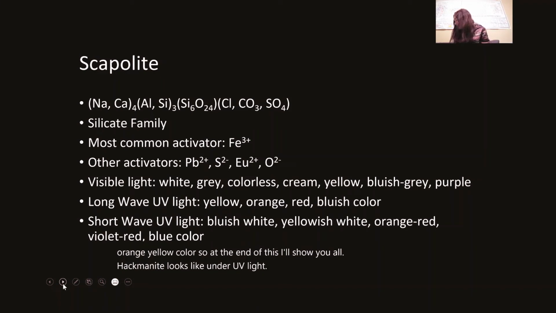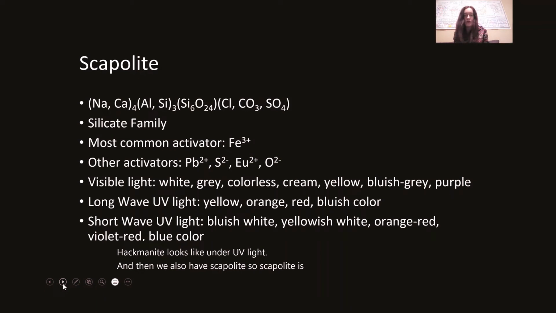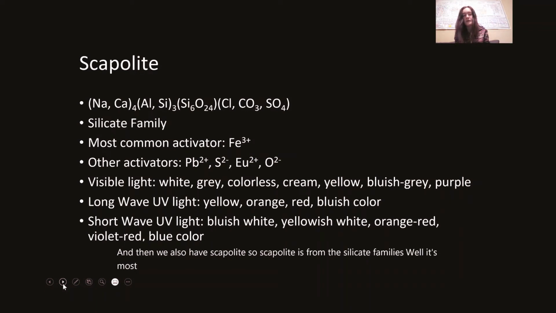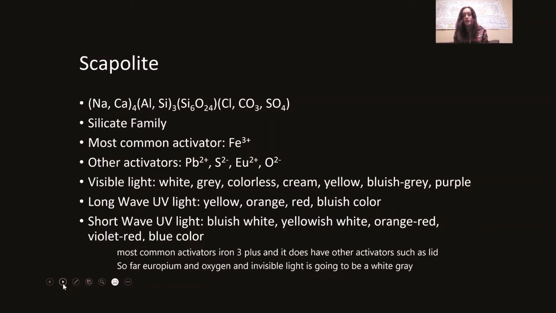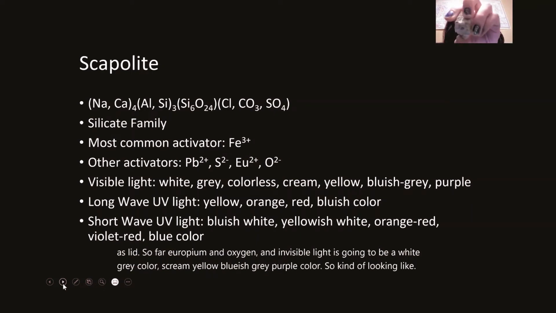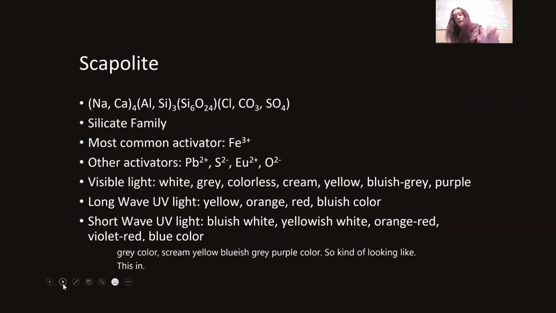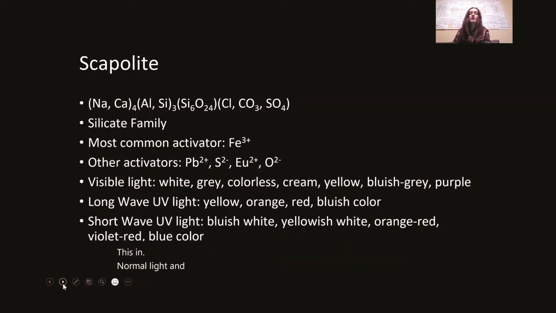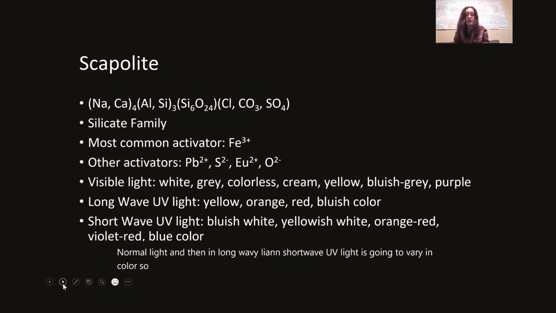And then we also have scapolite. Scapolite is from the silicate family as well. Its most common activator is iron 3+, and it does have other activators such as lead, sulfide, europium, and oxygen. In visible light it is going to be a white, gray, colorless, cream, yellow, bluish gray, purple color. So kind of looking like this in normal light. And then in longwave UV light and shortwave UV light, it's going to vary in color. So this is one that can fluoresce different colors depending on the UV light used on it.